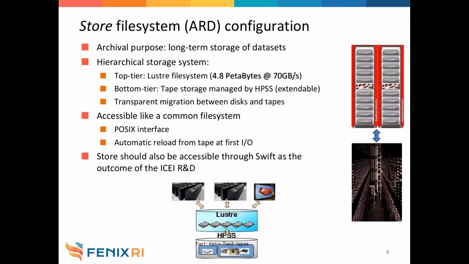The store file system is for archival, so it's in the class of ARD systems in Fenix to store datasets on the long term. It's a hierarchical storage system, so it has multiple levels of storage. The top level is a Lustre file system of 4.8 petabytes. And this data is then migrated to tapes, which makes it very extendable. We can extend it up to thousands of petabytes of capacity.